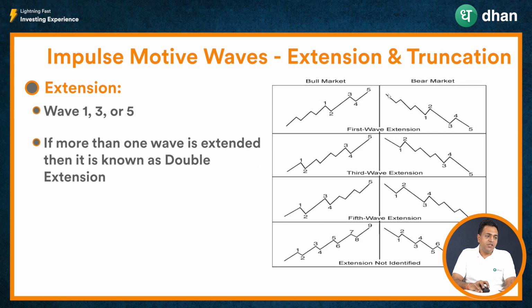The first wave extension means you have a longer first wave as compared to your third wave and fifth wave. A third wave extension would mean that the third wave is the longest one, and a fifth wave extension means the fifth wave is the longest one.